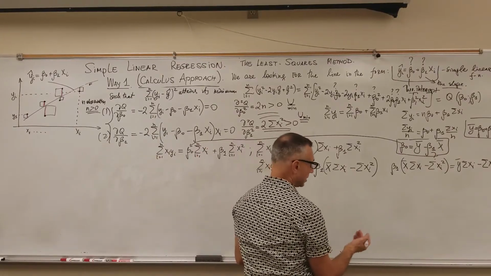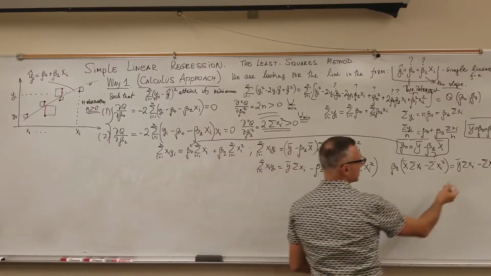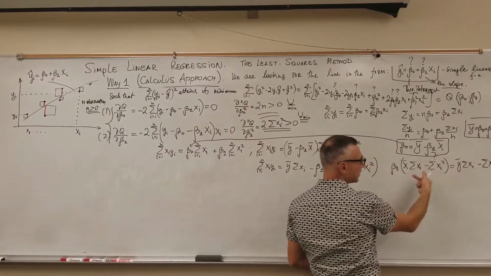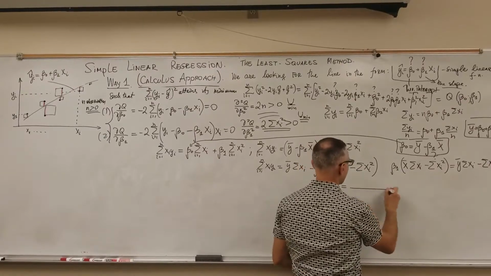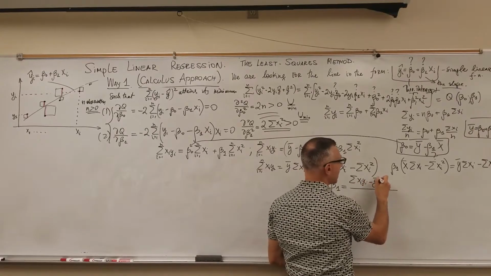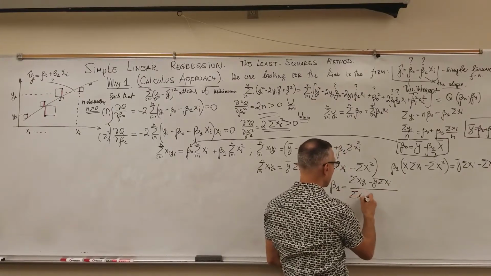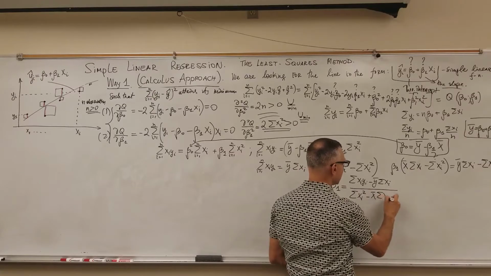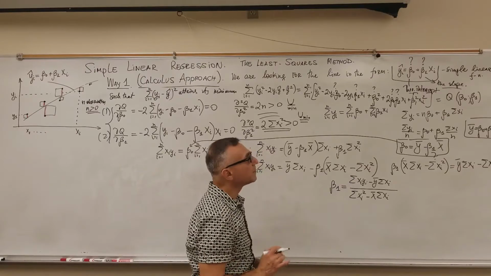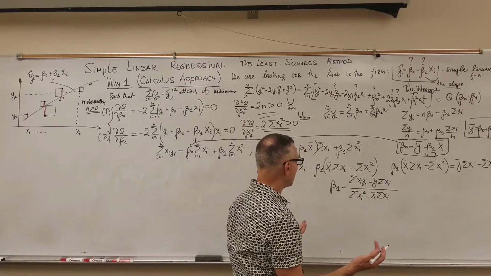And from here, my beta 1 is equal to just this divided by that. So I can flip the difference here with the minus sign. This is what I have here: the summation of xi yi minus y bar summation of xi's, divided by the summation of xi squared minus x bar summation of xi's. That's practically the formula. We can modify it using x bar and y bar.